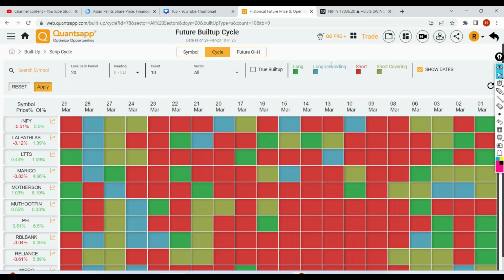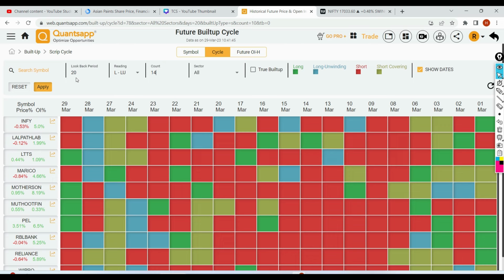So what is long unwinding? The stock is still bullish, guys. People are going long, they're booking their profit. That is called long unwinding. Again, people will go long, they will book the profit, right? So now, for long and long unwinding, let me select 14 days. You can select 14, 12, 10, up to you. I'm just selecting 14 days.